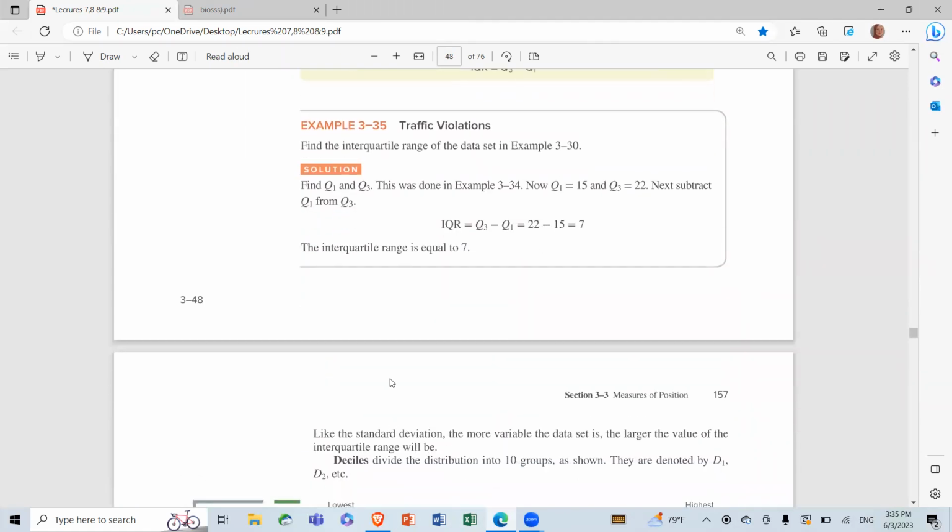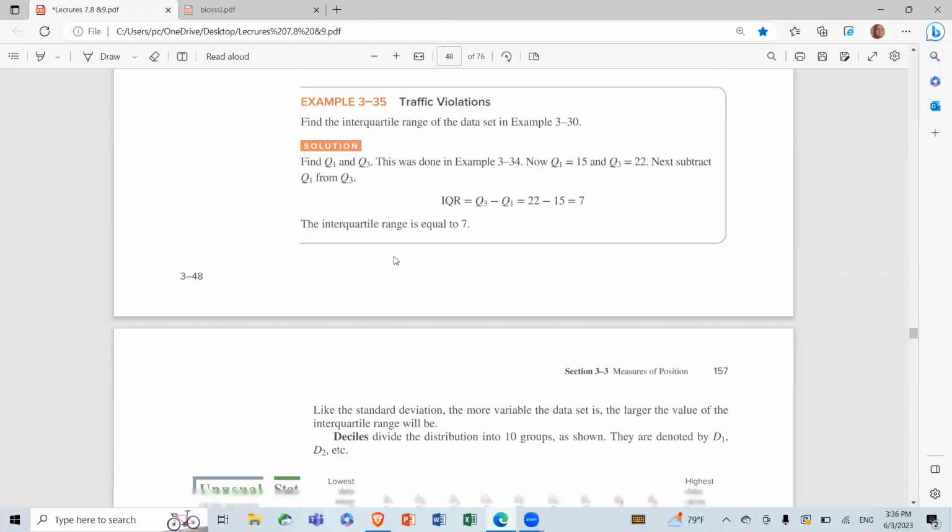Okay, find the interquartile range of the data. Find the Q1 and the Q3. This was done in the example. Now we found them: Q1 is 15 and Q3 is 22. Next, subtract Q1 from Q3. When we find the interquartile range, Q3 minus Q1 equals 22 minus 15. Write Q3 minus Q1, not the opposite. So 22 minus 15 equals 7. The interquartile range is equal to 7.